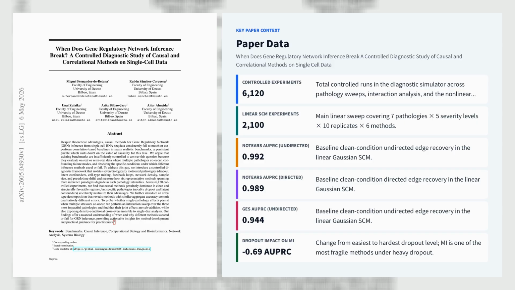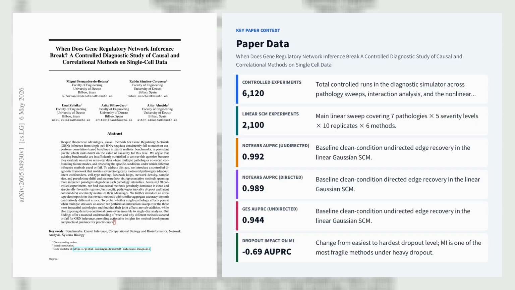Latent confounders and cell type mixing compress all methods into narrow performance bands, showing that observational data alone cannot resolve hidden common causes. The error decomposition exposes why aggregate AUPRC is misleading. Structural methods more often produce confident, spurious, or confounded edges, whereas symmetric methods mostly fail by reversals and misses. An interaction sweep over dropout, confounding, and density finds sub-additive joint degradation and a density-dependent crossover, where GES overtakes Pearson under heavy dropout at density 0.3.